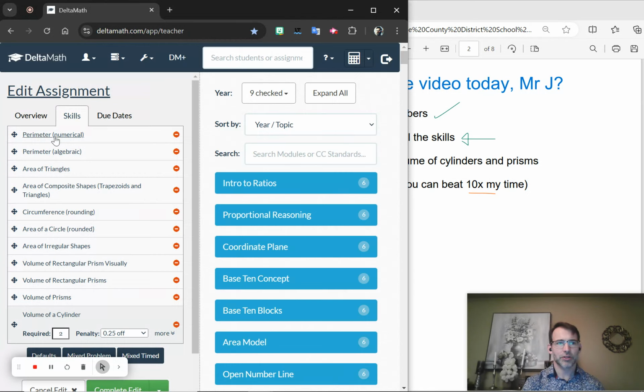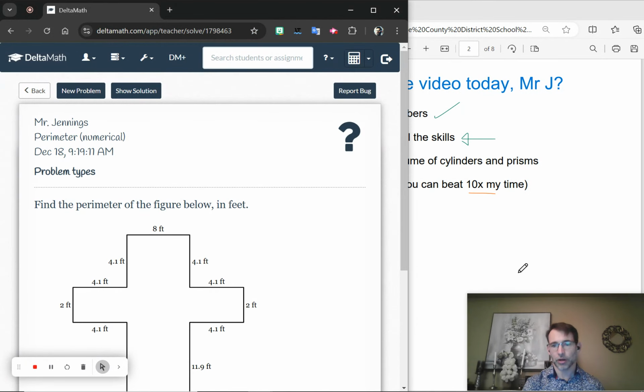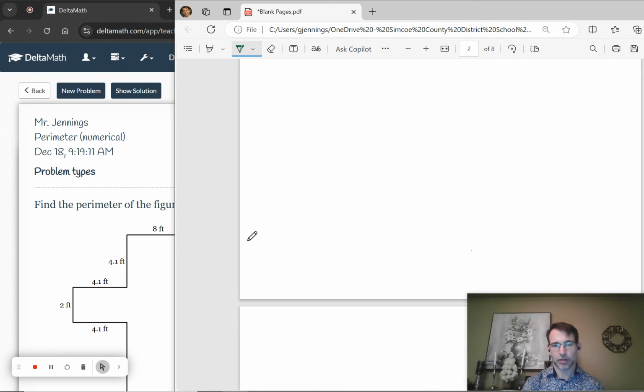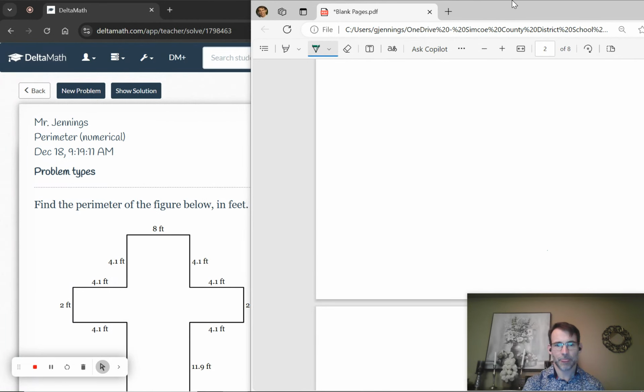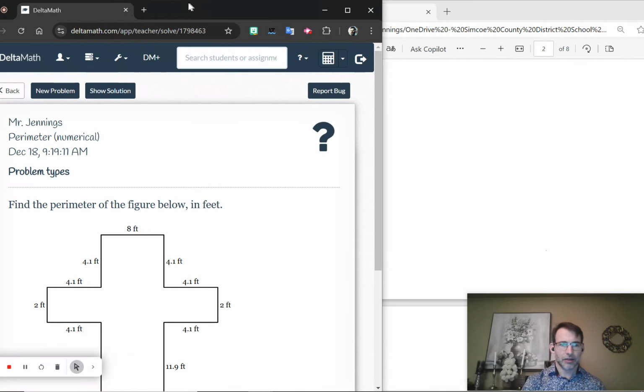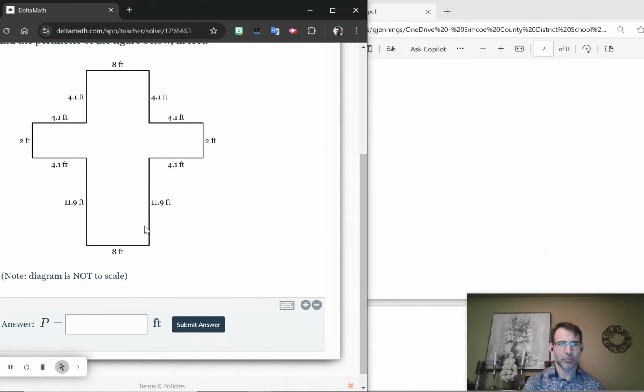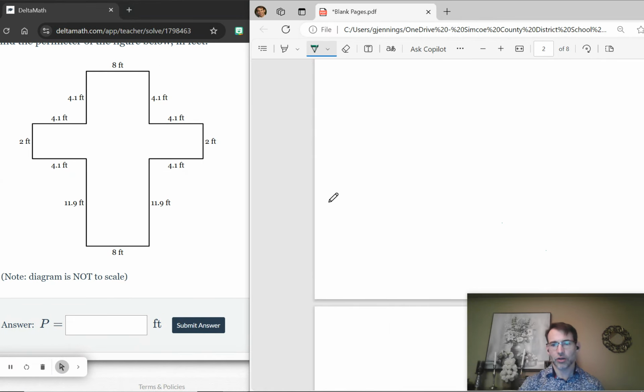Our first skill is perimeter numerical. Here's what I would do with a problem like this. First, I'm asked to find the perimeter of this shape, so I'm going to write down my numbers. I see I have 8 feet twice, so I would do 2 times 8. And then how many 4.1s do I have? I count them: 1, 2, 3, 4, 5, 6. I have 6 4.1s, so plus 6 times 4.1.